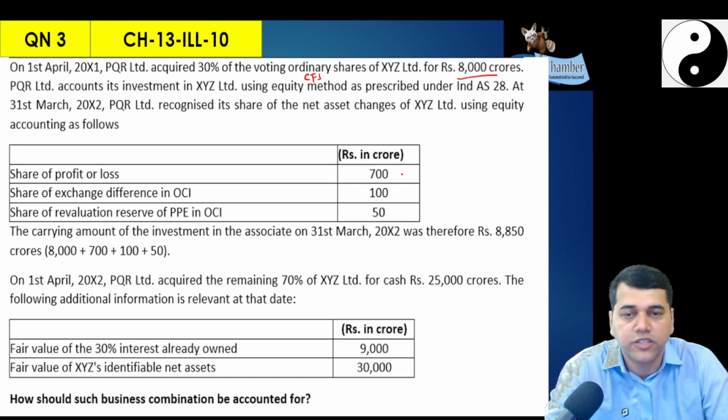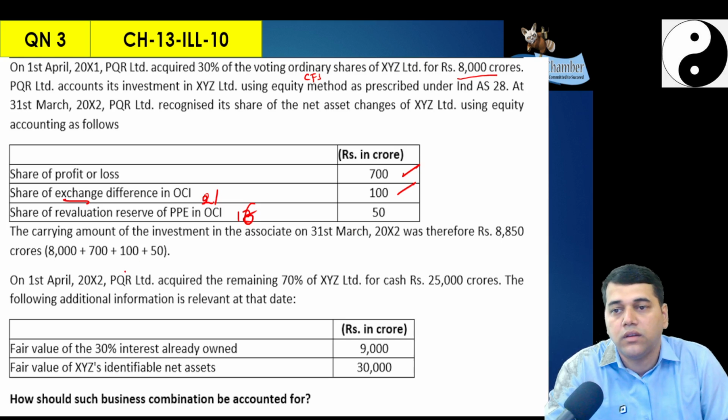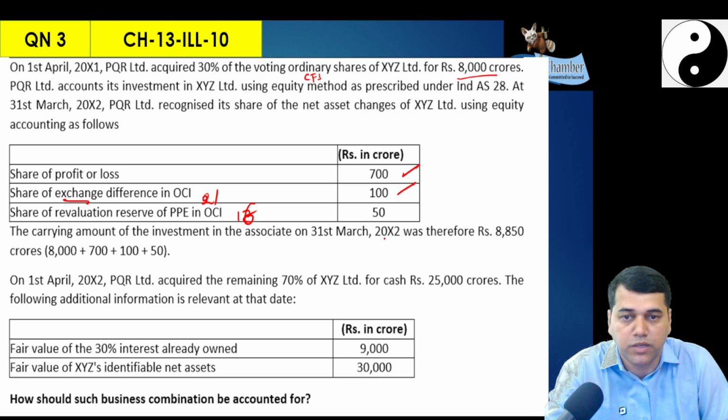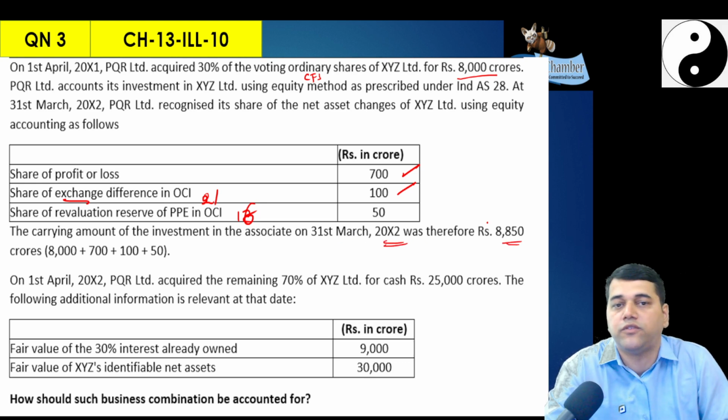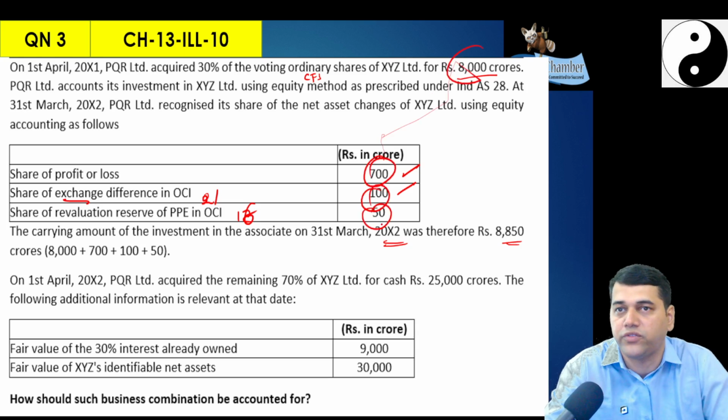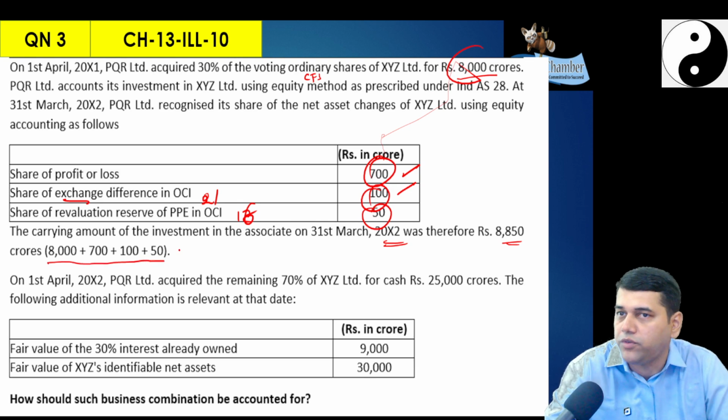They said their share of profit is 700, OCI for exchange difference as per Ind AS 21 is 00, and revaluation reserve as per Ind AS 16 is 50. Now the book value of the investment in associate at the end of the year, 31st March 2012, was 8,850. How did you get it? 8,000 plus you recognized your share of profits and OCI, which they have already given you also, which in the exam they may not give you.